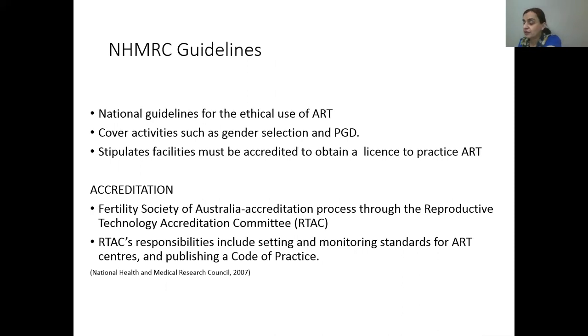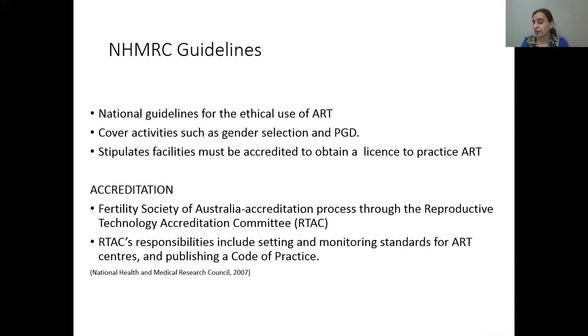So a lot of this particular area of law is also governed by guidelines, and the NHMRC is the body that has sought to regulate with controls, checks and balances around the use of technology in this area. So there are national guidelines for the ethical use of assisted reproductive technology, and it covers activities such as gender selection and PGD. So it stipulates that facilities must be accredited to obtain a license to practice assisted reproductive technology.